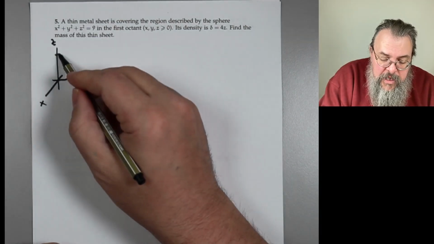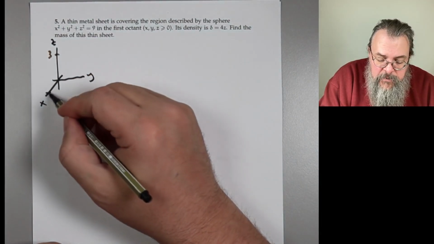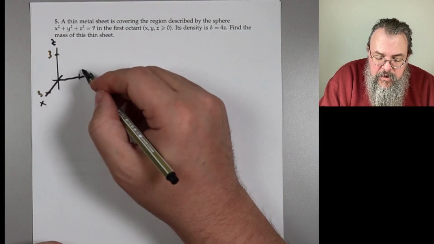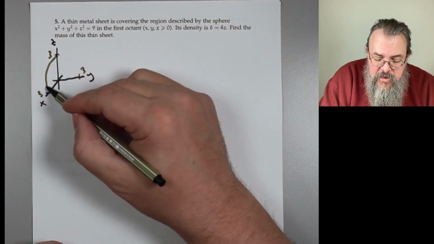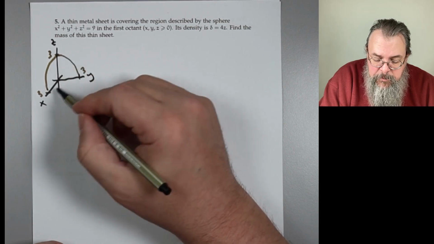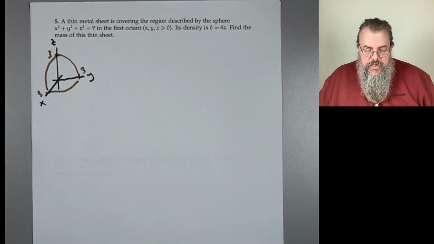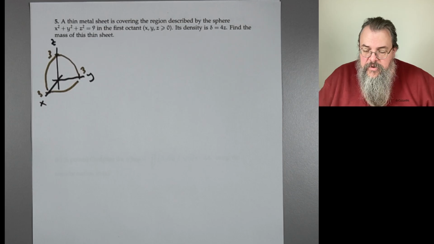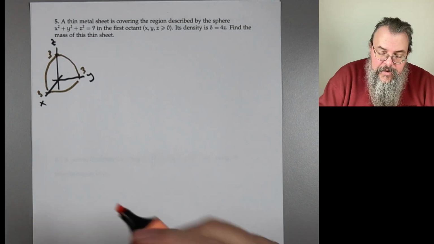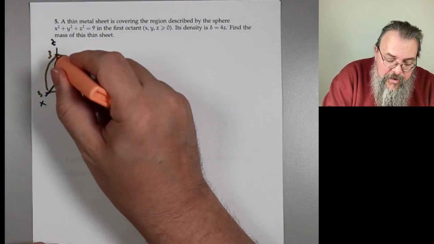But we're only taking the part where we're in the first octant. So x, y, and z are all positive. So it's just this piece of the sphere here. All right. So there we go. So there's our region. And, well, I shouldn't say our region, our surface. Yes, it's really a surface, right?